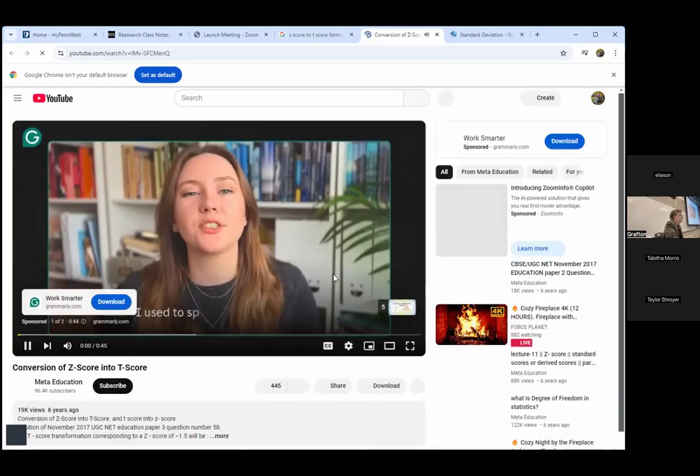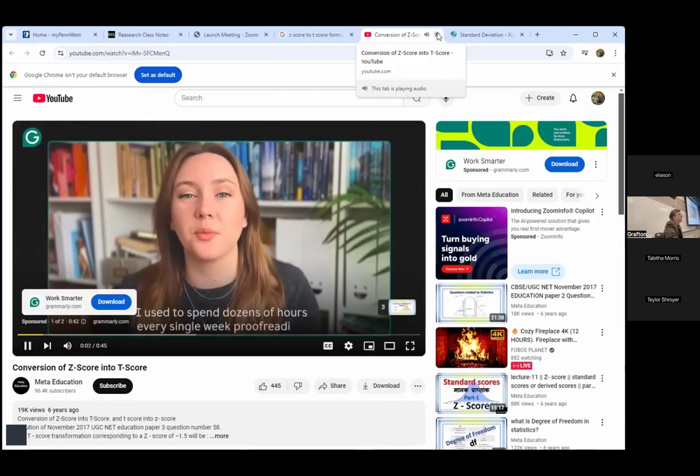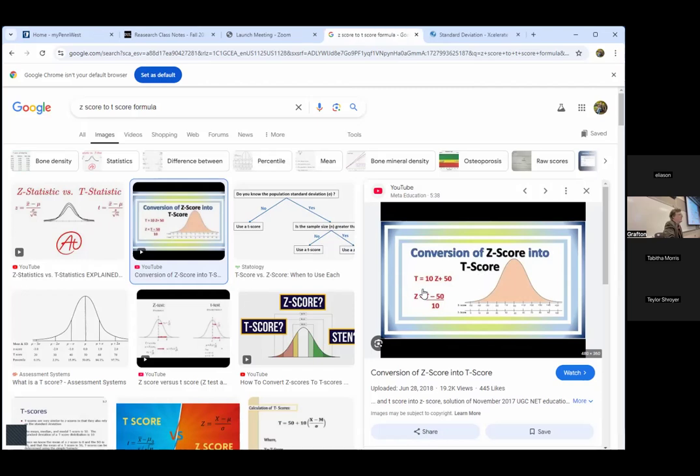So here it is. T equals 10 times Z plus 50. Z equals T minus 50, divided by 10. So I just remember one of these. I just remember T equals 10 times Z plus 50, because Z is the opposite: Z equals T minus 50 divided by 10. That's how I remember it, and that will get you close enough to the answer.